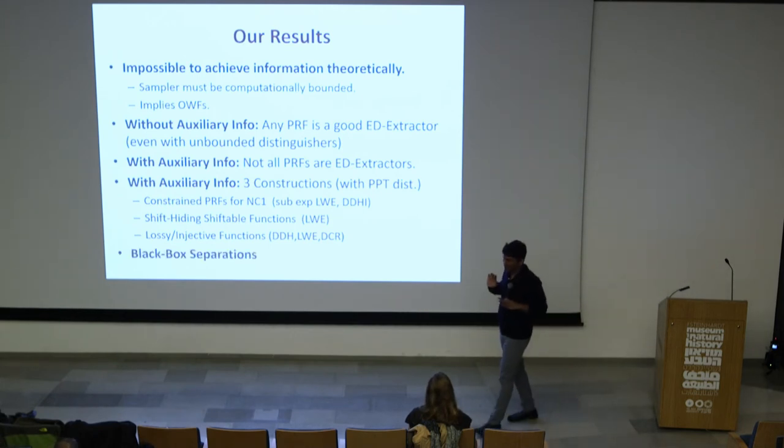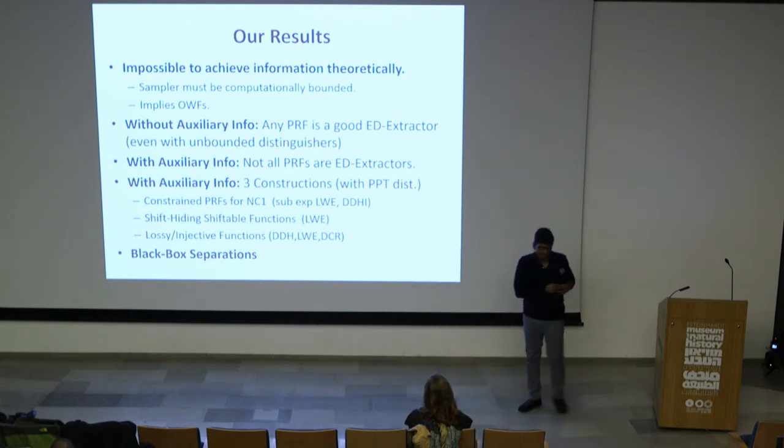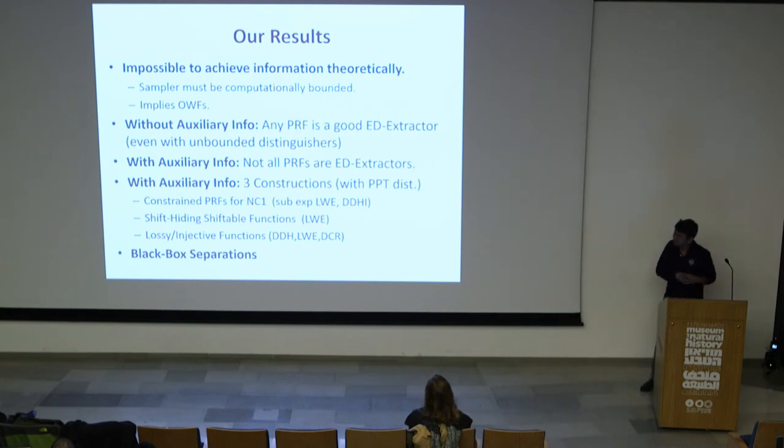Yeah, so for all our deficiencies, we have explanations for why we fail, and we call them black box separations. That's the euphemism to explain your failure. Okay, so that's what it is.